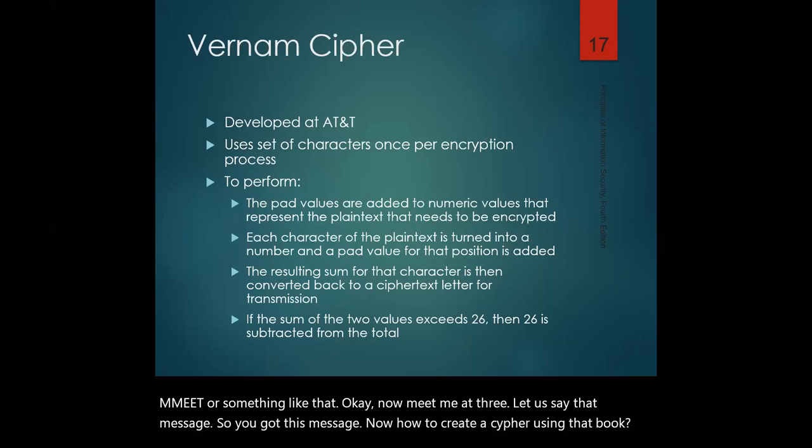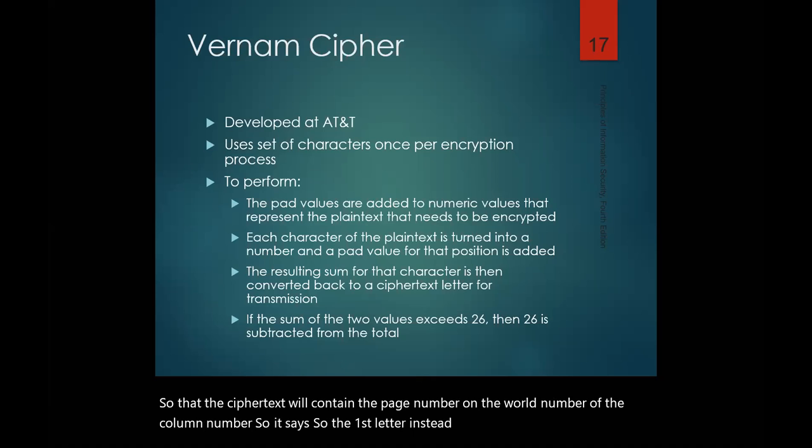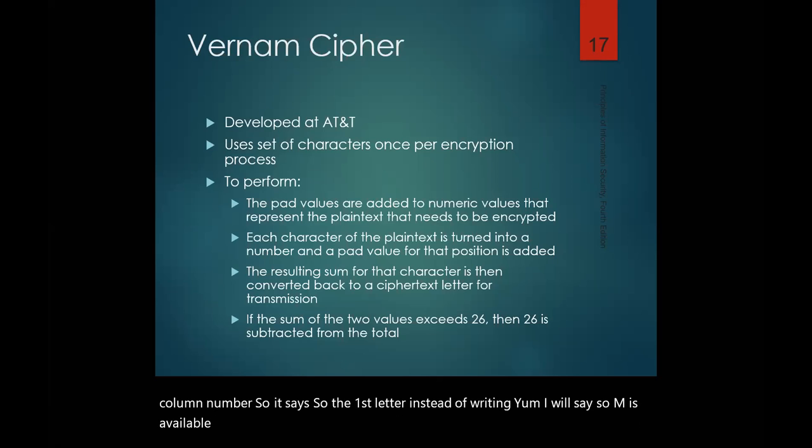So the ciphertext will contain the page number and the word number and the column number. So the first letter, instead of writing M, I will say, so M is available in 23rd page on the 5th line on the fourth letter. So I will say 2347, right? That's the number that I will write.